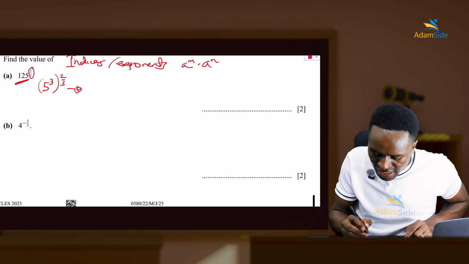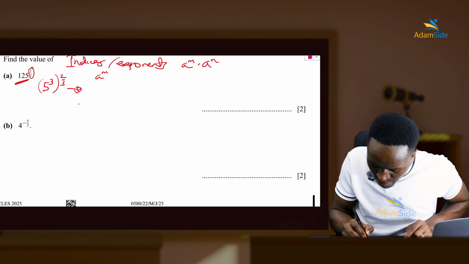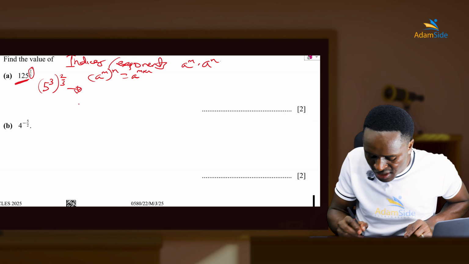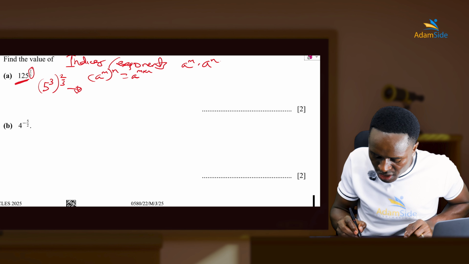Then how do you open the bracket? We know when you have a power m and then outside the n, you just keep the base the same and multiply the powers. So this is the law that we're going to use.